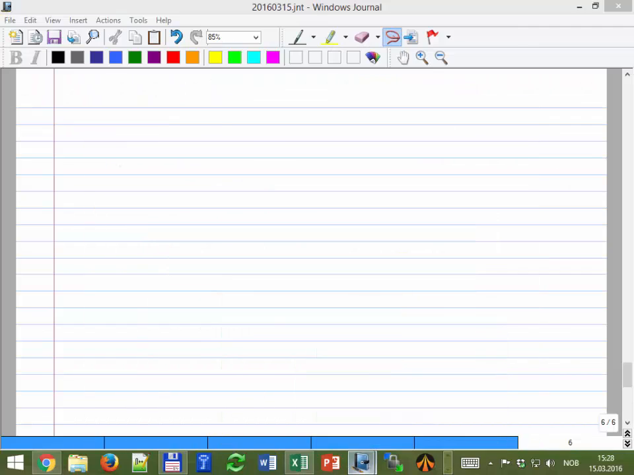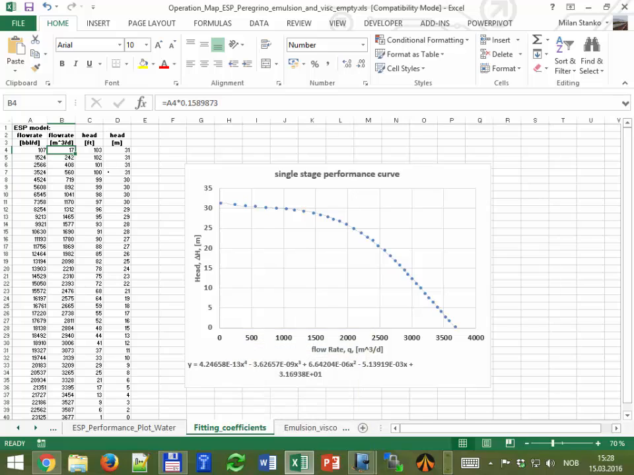That's how I got the coefficients. I took one single stage, for water, and for 60 hertz, and I got the coefficients, say A4, 3, 2, 1, and 0, that I'm going to use.